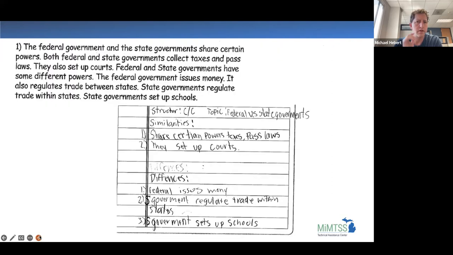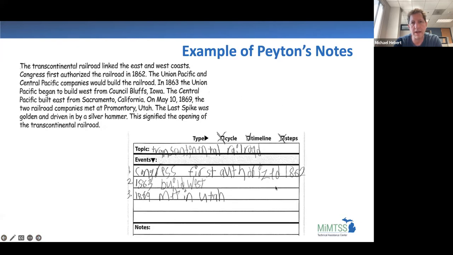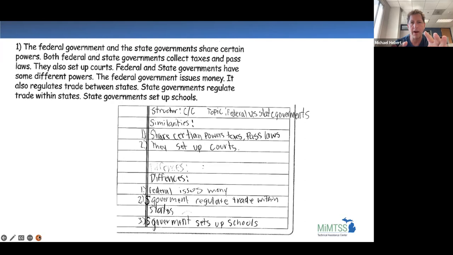Here's another example with compare contrast. In this case, we had a frame for them. We taught kids how to take notes in a frame like this, but then we start to take the frames away. And now we're having kids write their own notes just on paper. You can see there's no scaffold. We took the scaffold out and now they have to write in, oh, the structure is compare contrast. The topic is federal versus state governments. Here are the similarities and here are the differences. And you can see that kids are really focused in on that information.